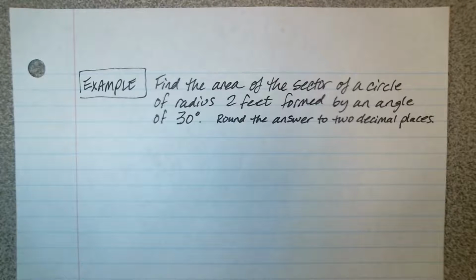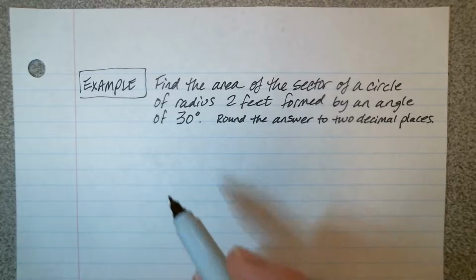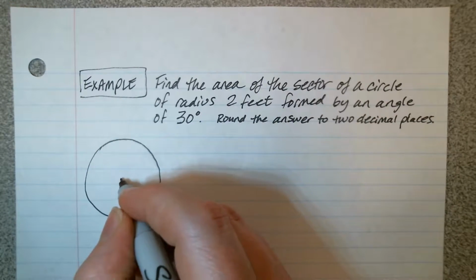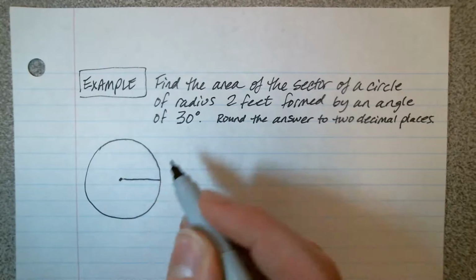In this example, we're going to find the area of a sector of a circle, in particular a circle with radius 2 feet, and I want to look at the sector that's formed by an angle of 30 degrees. So I'm going to sketch a picture. I am a visual learner and pictures help me a lot.